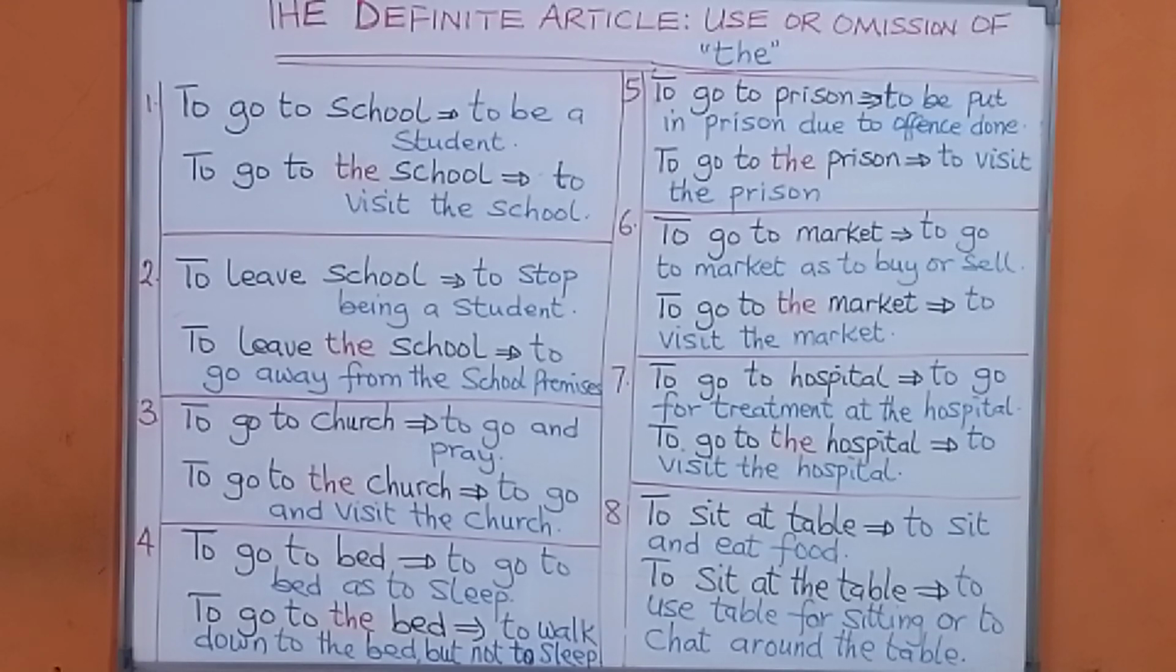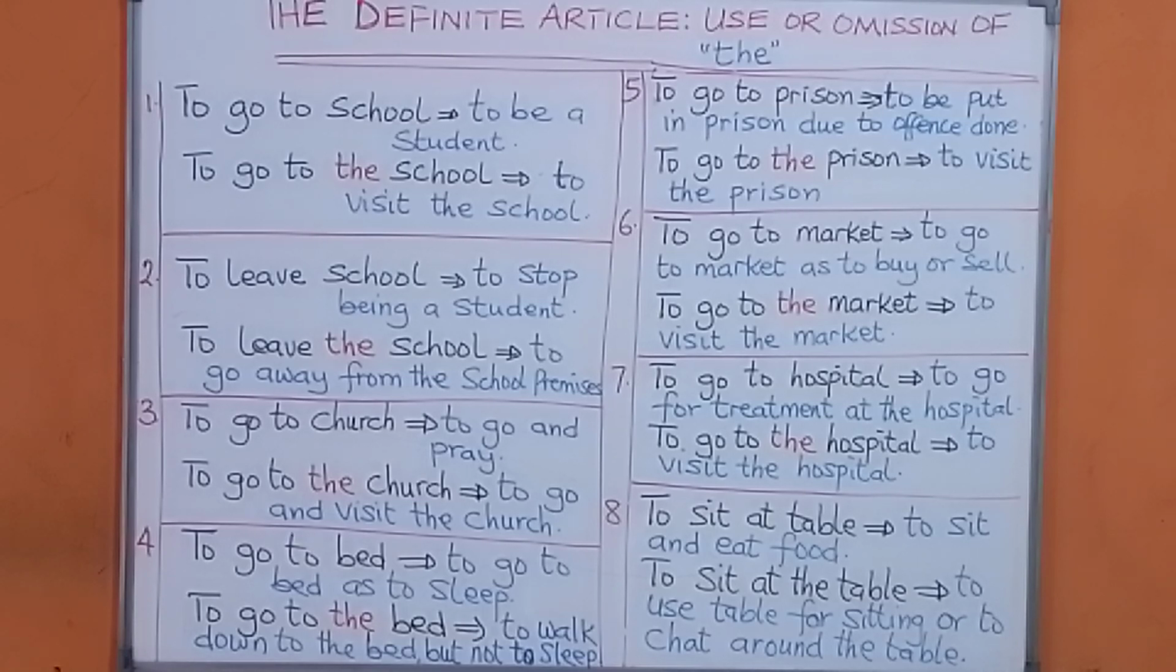To go to bed, that is to go and sleep, to go to bed in order to sleep. But to go to the bed means to walk to the bed, not to sleep. You are not going to bed to sleep. That means to go to the bed. Number 5, to go to prison, that means to be jailed for an offense committed, to be put in prison for an offense committed.